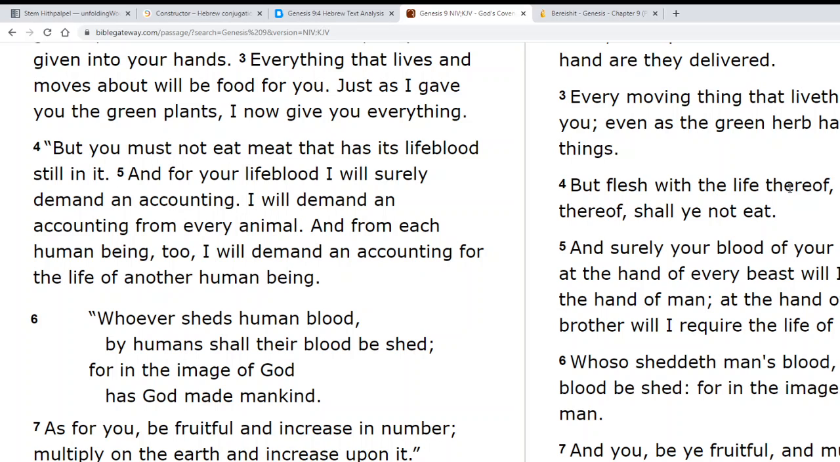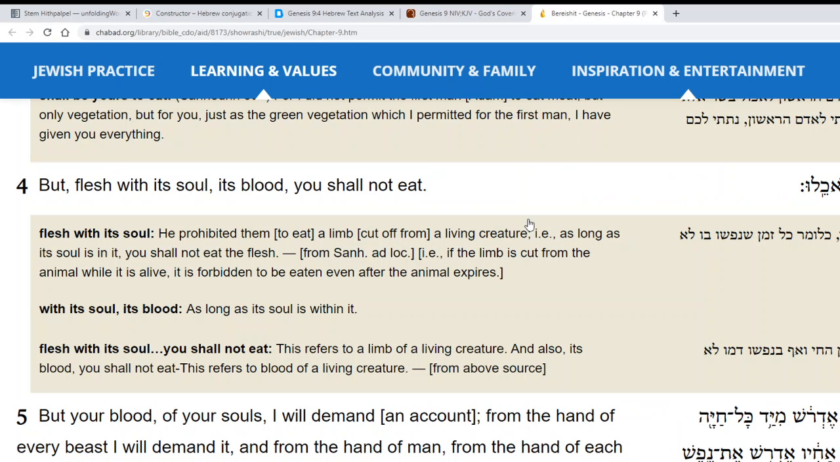Okay, so let's go ahead and look at verse 4 in the King James Version. But flesh with the life thereof, which is the blood thereof, shall ye not eat. Okay? NIV: but you must not eat meat that has its lifeblood still in it. Okay? So they're translating lifeblood, nafsho damo, right? Nafsho damo, basar ben nafsho, flesh in its nefesh and its life, right? So Chabad translated, but flesh with its soul, right? They use the word soul for nefesh. Its blood you shall not eat.